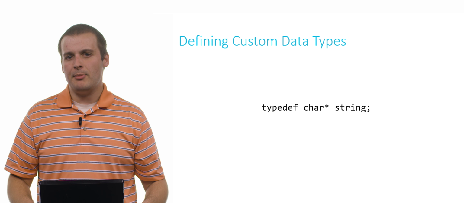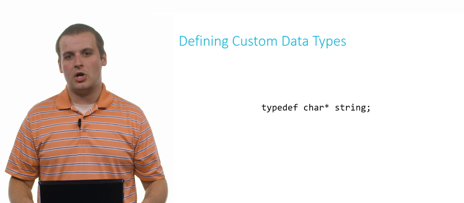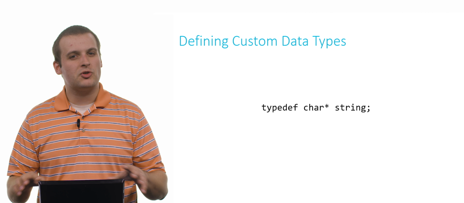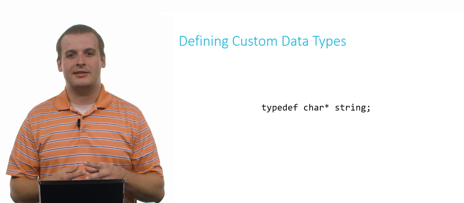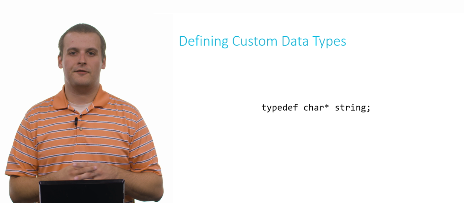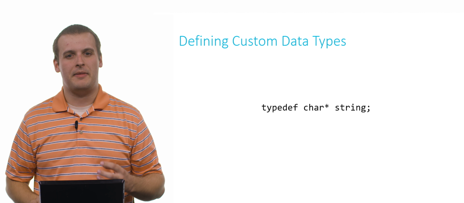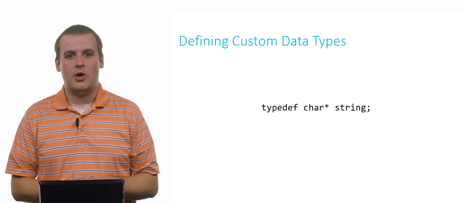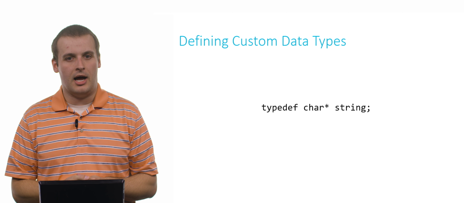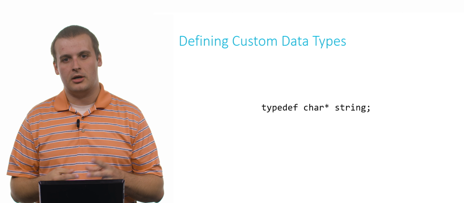In CS50's library, we do this. We typedef char star as string because we abstracted away the idea of pointers and the fact that a string is really a pointer to the first character in an array of characters, because it's just so confusing to get your head around that. But in fact, that's what we do. And this line of code actually exists in CS50.h, typedef char star string, just to make that a little less cumbersome to have to deal with.